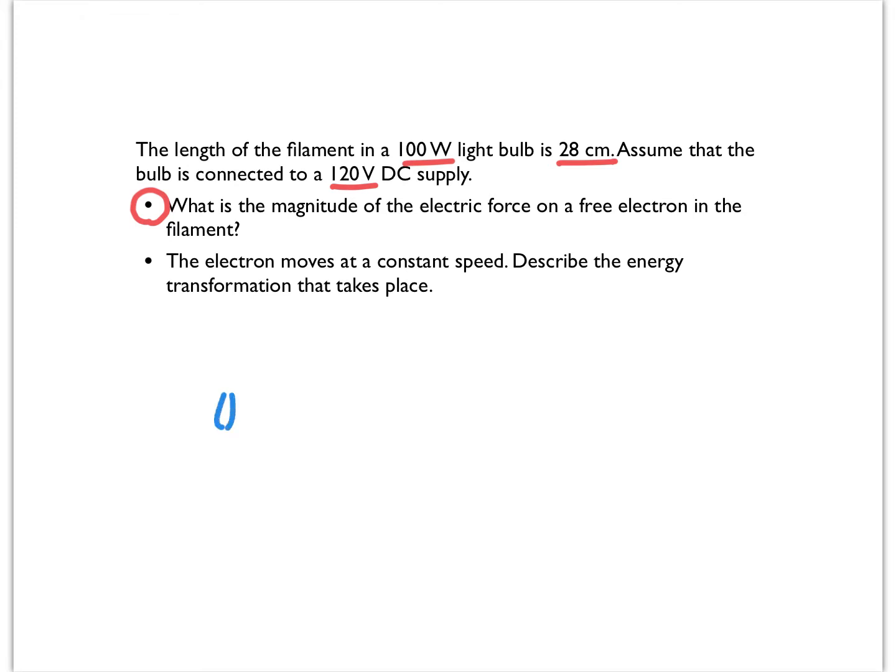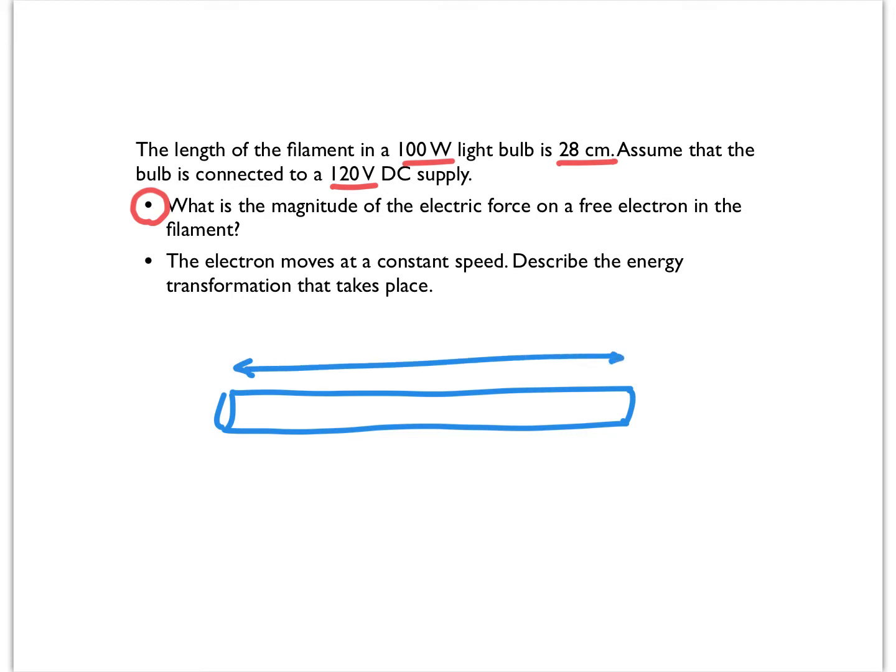So I'm going to draw my filament like this. It's just a length of wire, and the filament in an incandescent light bulb is basically just a length of wire, and it's 28 centimeters long, okay? So 0.28 meters. And I put a potential difference between the ends, okay? There's a difference in potential between the ends of 120 volts, okay? And then let's go ahead and let this end be the positive end.